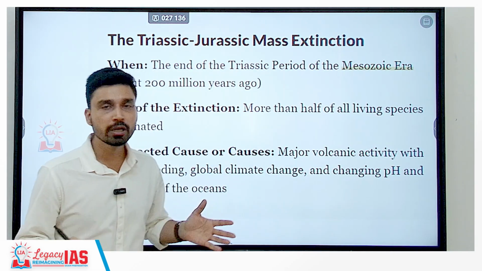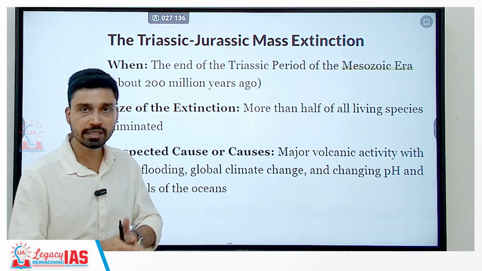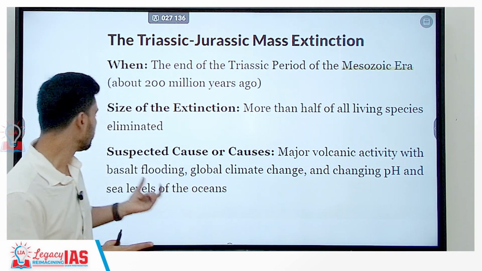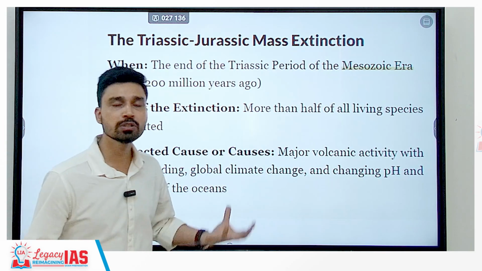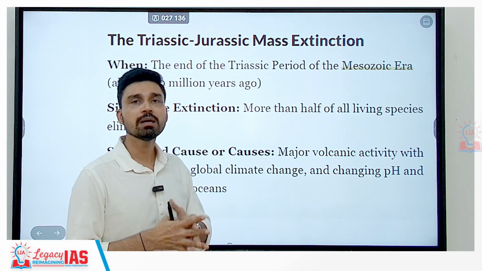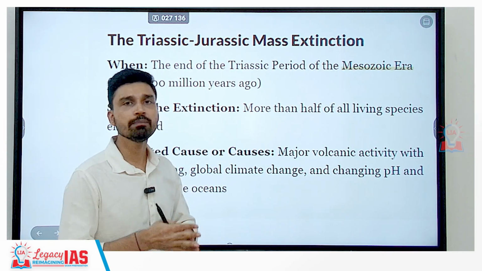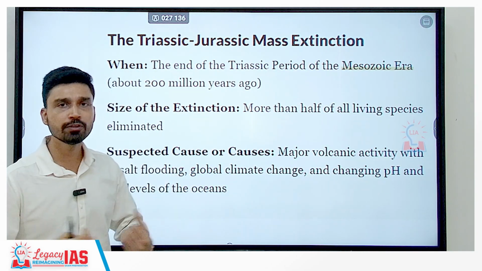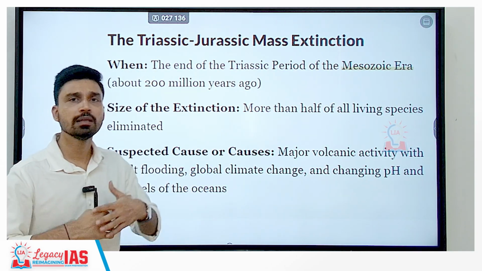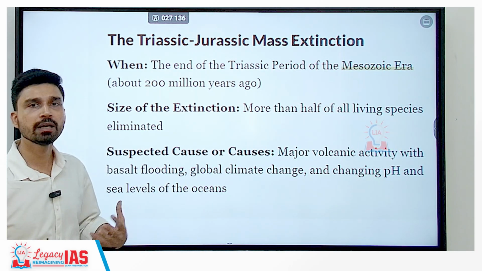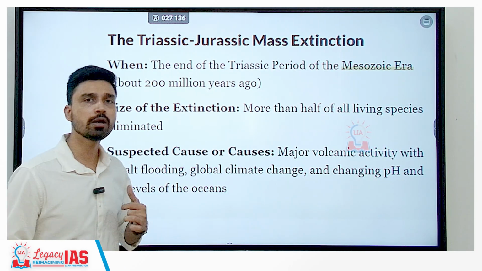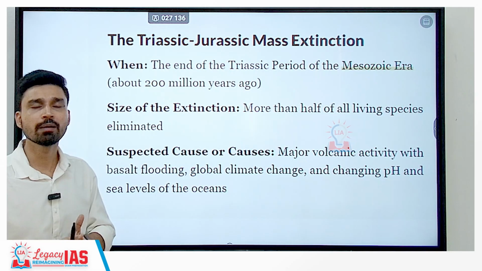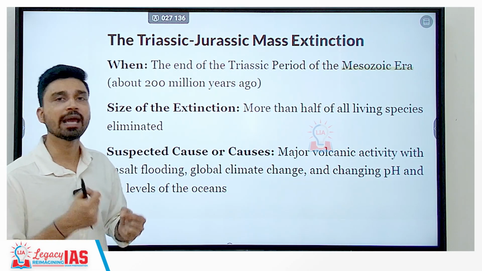Due to plate tectonics, we have major volcanic activity everywhere across the Earth's surface. The basalt flooding that is happening, because the magma that is coming out is basaltic in nature, and basaltic magma flows at very high speed, and thus the entire region of the Earth where volcanic eruption happens, the magma is flooding the entire habitat, entire regions, and it is so hot that anything that comes in contact with the magma is turning into ash.